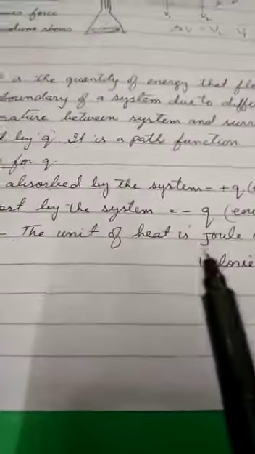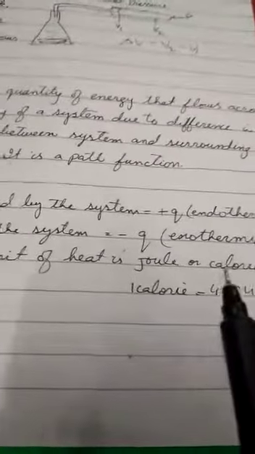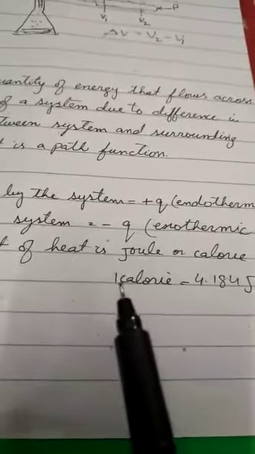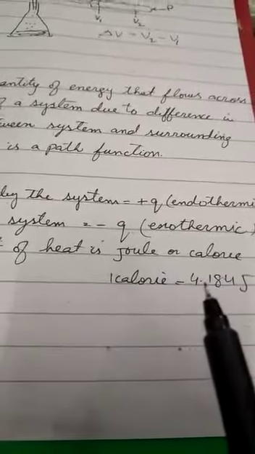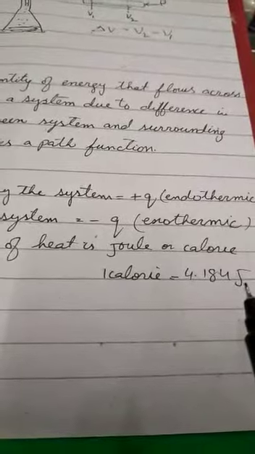Unit of heat are like the unit of work. The unit of heat is joule or calorie. You all know that 1 calorie is equal to 4.184 joule.